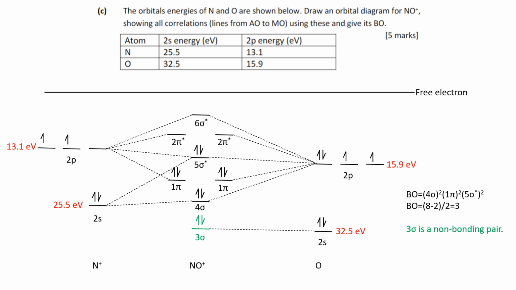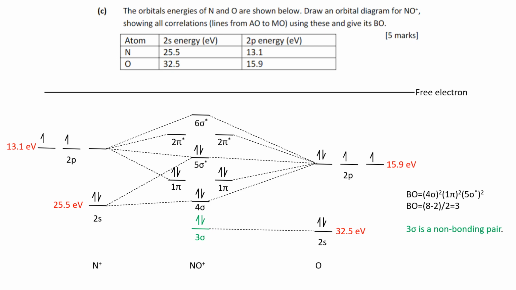The energy of the electron pair in the 2s subshell of O is too high for that of the 2s subshell of N to bond with it, so it forms a non-bonding pair. This is shown by the 3 sigma bonding orbital in the middle in green. And with the 4 sigma bonding orbital, both the 1 pi bonding orbitals and the 5 sigma antibonding orbitals are completely filled.